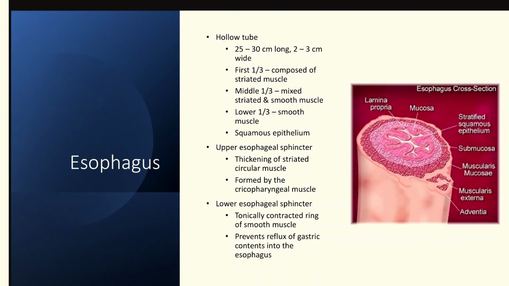So basically, it's just a hollow tube. The first third is striated muscle, so it's still voluntary motor. Then it gets to smooth muscle later on. Squamous epithelial cells. Why do I bring that up? Cancer changes, but remember, the squamous epithelium is not made for acidity. It's made just to transport food and get it down into the stomach.